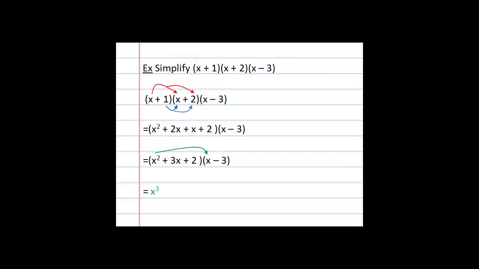So I'm going to take the x squared, I'm going to multiply by the x, that's going to give me x cubed. And I'm going to take the x squared, I'm going to multiply by negative 3, that will give me minus 3x squared. Okay?